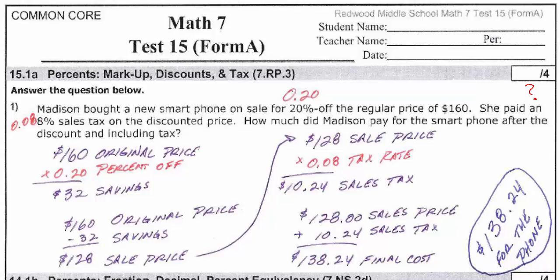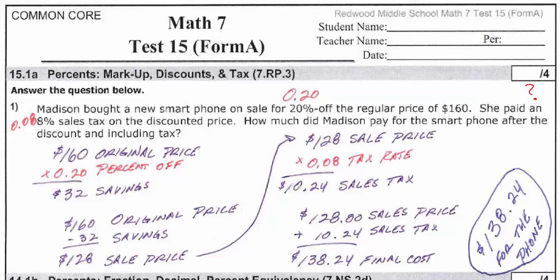So these markup problems, markups, discounts, tax, these are really problems where you need to be methodical. And the word methodical comes from the idea of method. You need to have a method. It's a very step-by-step way of approaching this, and you just have to make sure you do all the steps. There really isn't any shortcut to that.